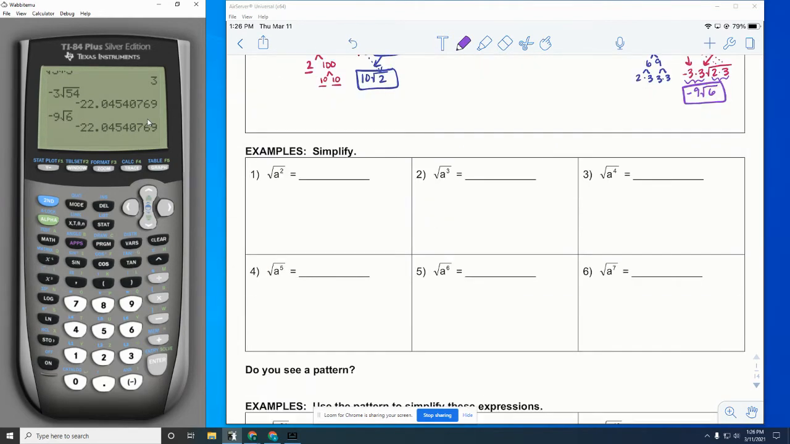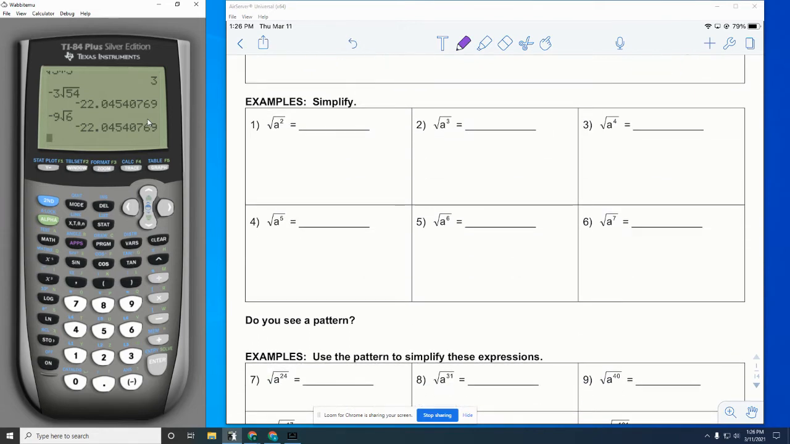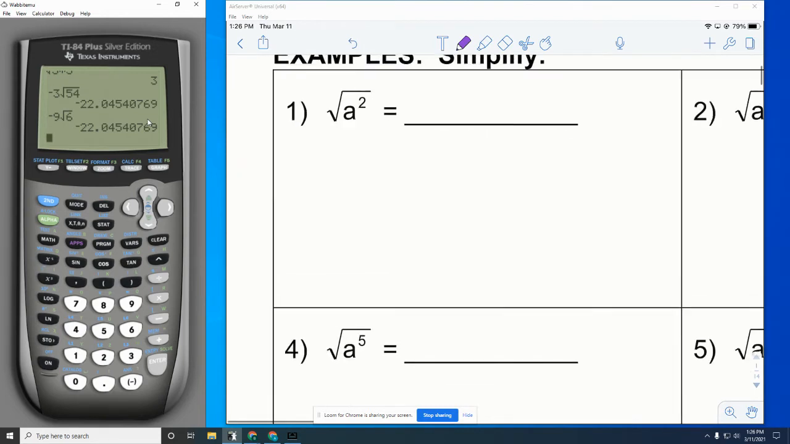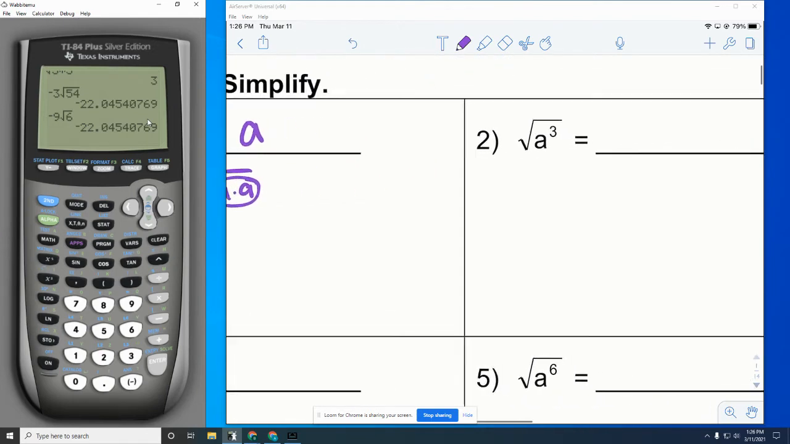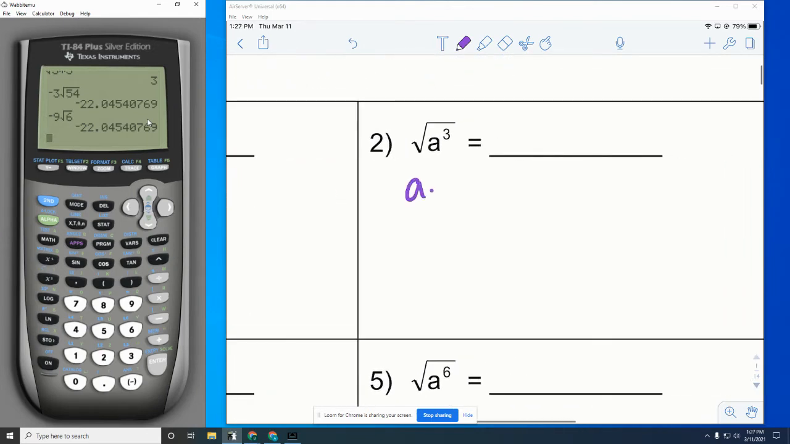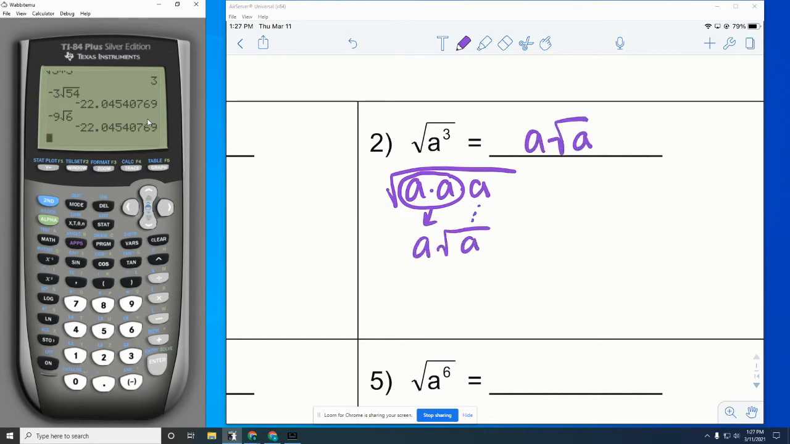So we're going to look at some letter examples and try to come up with a pattern, and then apply the letters to what we're doing here. So a squared is a times a. So under the square root, we have a times a. In order to get out of this square root, you need a pair. So the square root of a squared would just be the letter a with nothing left on the inside. A to the 3 is a times a times a. So you can take out a group of 2. So we would take out one of the a's, and we would have one left.